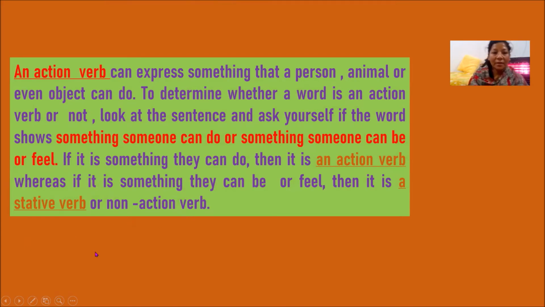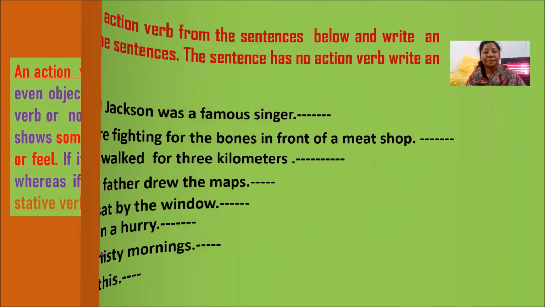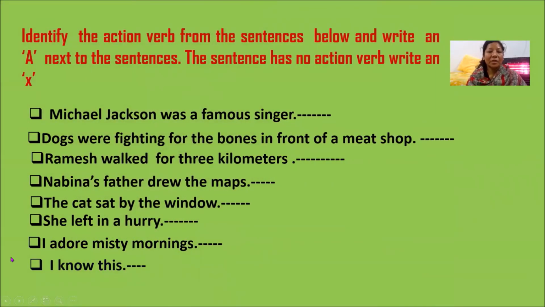Once again, an action verb can express something that a person, animal, or even object can do. To determine whether a word is an action verb or not, look at the sentence and ask yourself if the word shows something someone can do or something someone can be or feel. If it is something they can do, then it is an action verb, whereas if it is something they can be or feel, then it is a stative verb or non-action verb. Let's do this example so it makes you more clear about stative verbs and action verbs.